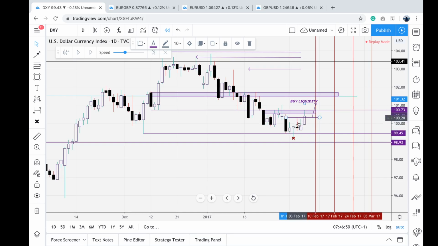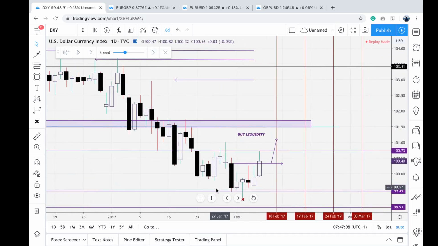So we're in a very deep discount market and want to look for more sells until we break out of this range. We can look for buys to premium level before we see price sell off once more. So I would favor more upside than the downside. So we met our first target on DXY.